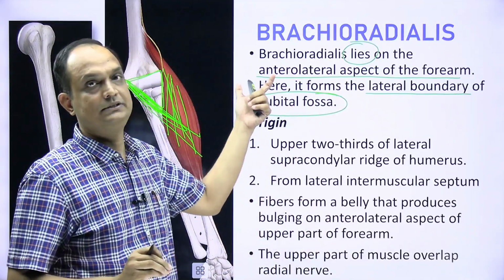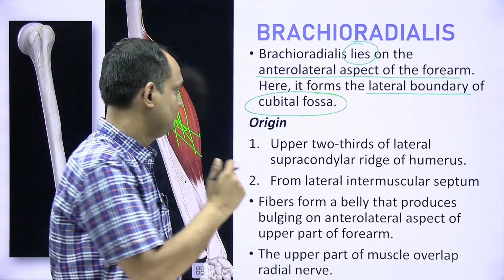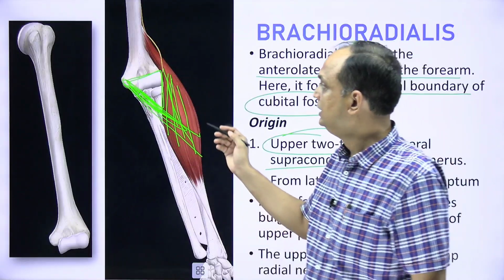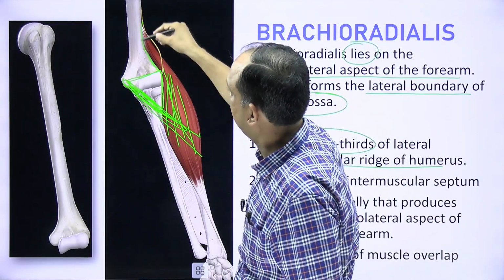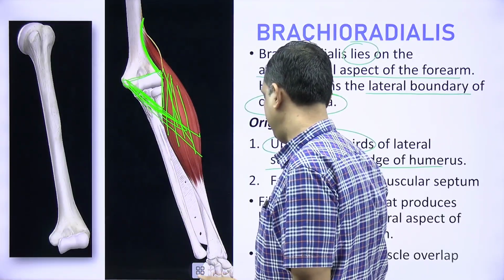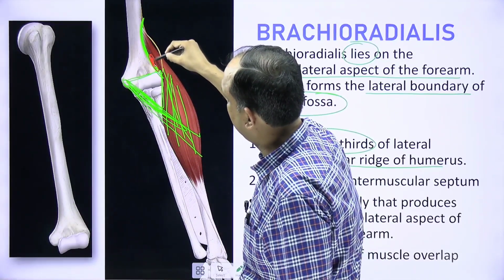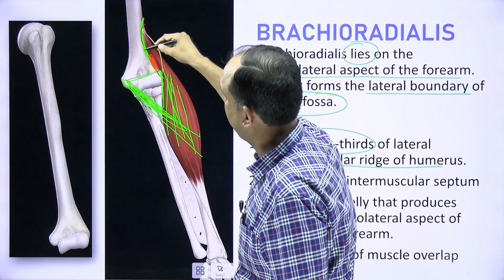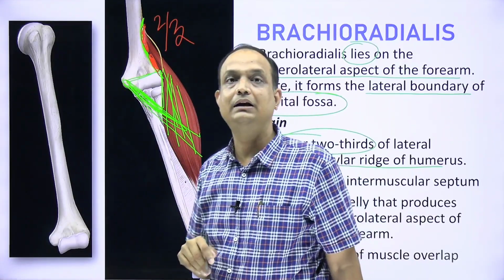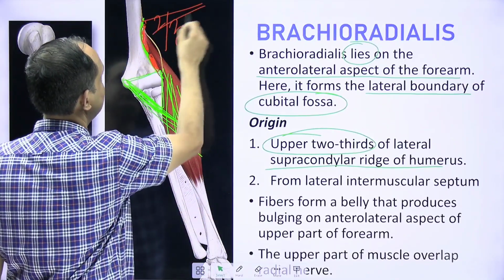So this brachioradialis comes from the lateral supracondylar ridge of the humerus, from the upper 2/3 part of the ridge. Here you can see the lateral supracondylar ridge. This ridge is divided into two parts, the upper 2/3 and the lower 1/3. The lower 1/3 part is not for the brachioradialis. Brachioradialis is attached to the upper 2/3 part of the lateral supracondylar ridge and the adjacent lateral intermuscular septum, which is present here.